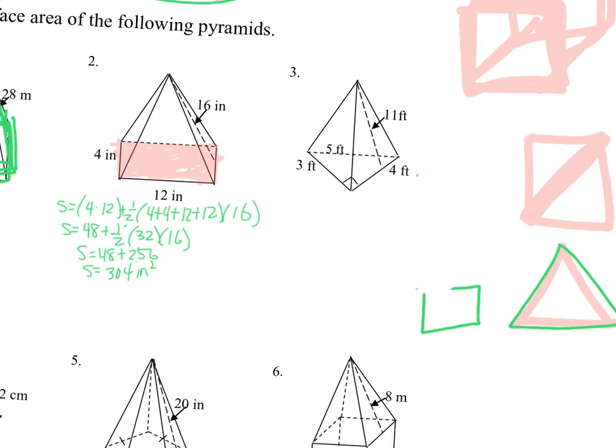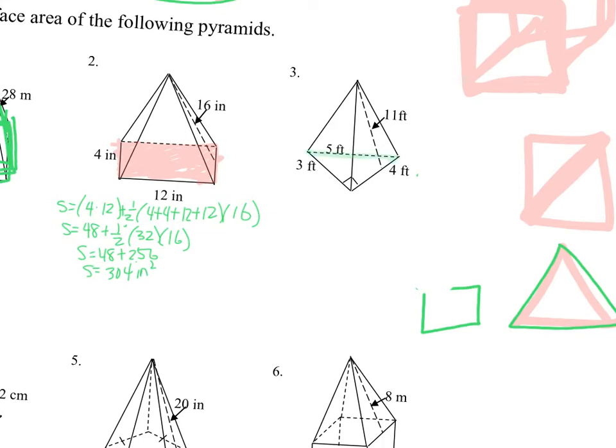Okay, you should have gotten 304 inches squared for that pyramid. Looking at the next one, you actually have a triangular pyramid. Those first two were rectangular pyramids, or the first one was actually a square pyramid. Number 2 was a rectangular pyramid. Number 3 is a triangular pyramid. So there's no real big difference in how we're going to solve it.